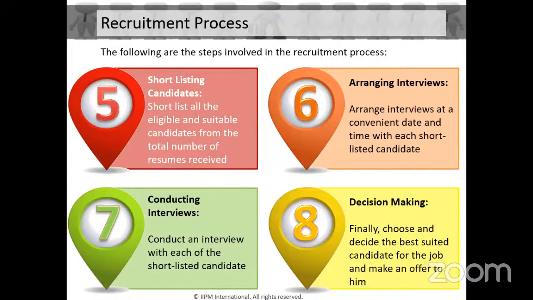Number eight, you have to make decisions. You have to make a decision. Even if you have so many qualified candidates, you still have to make a decision. You have to finally choose and decide the best suited candidate for the job and make an offer to him or her, as the case may be.